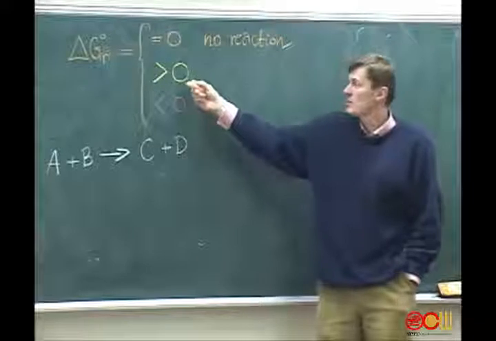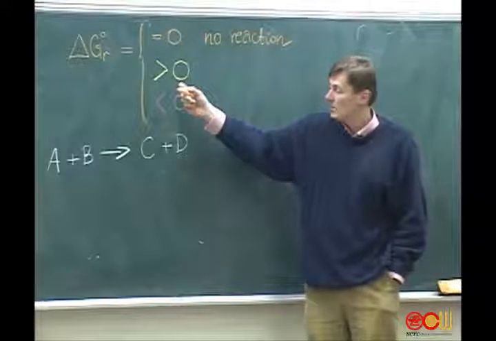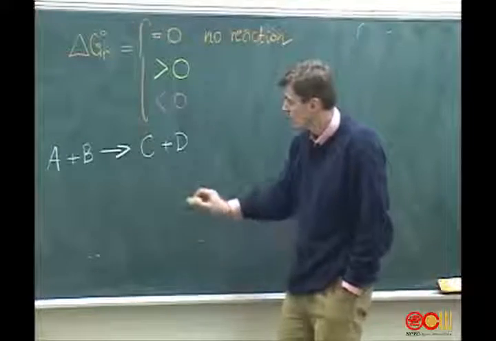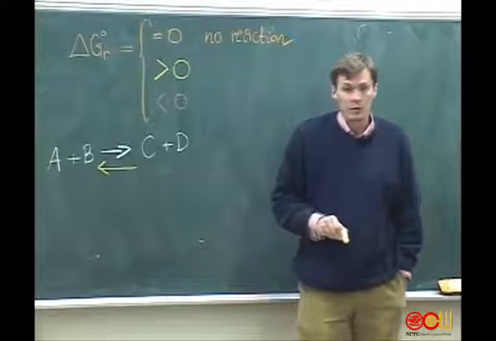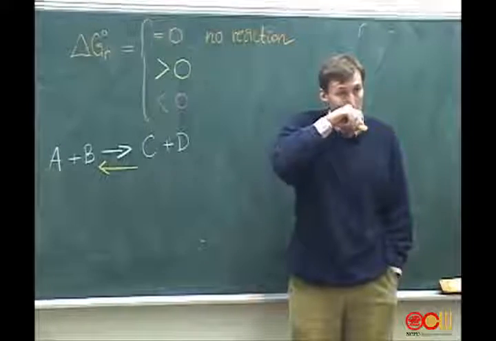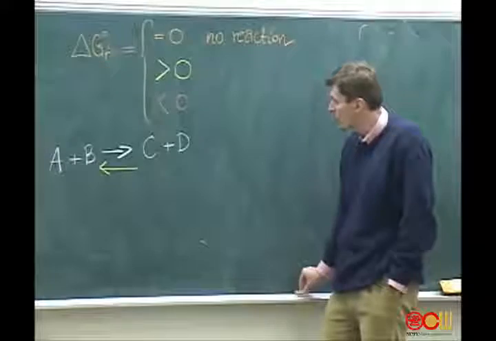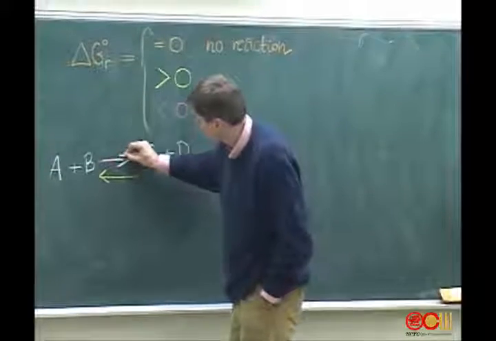What happens when this delta G was larger than zero? Then it means that in fact, the reverse reaction is happening, because for that reaction the delta G would be negative. And finally, when somebody calculated that delta G was smaller than zero, then this reaction was happening.